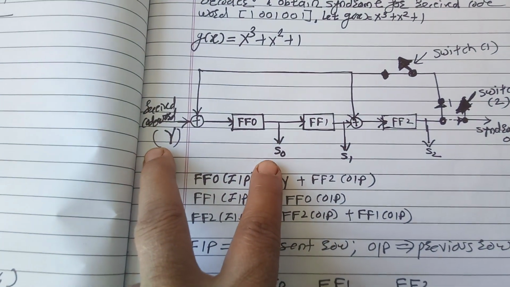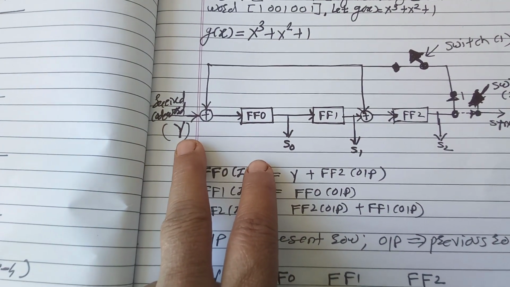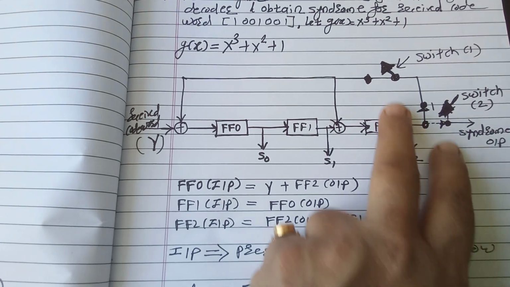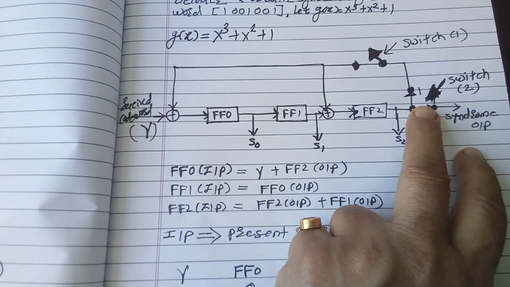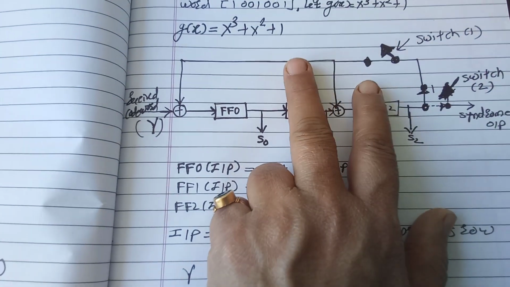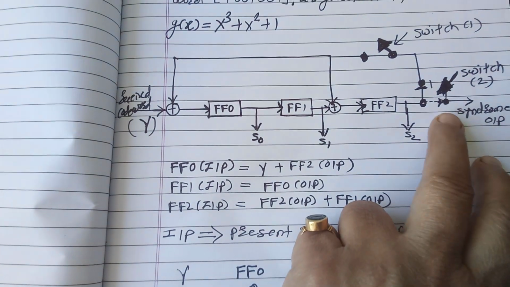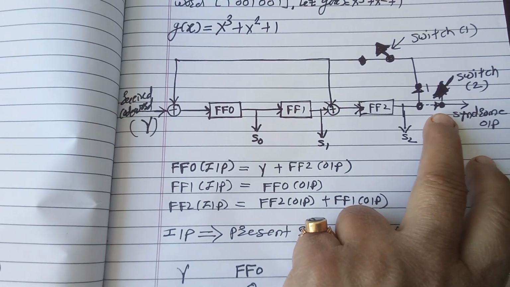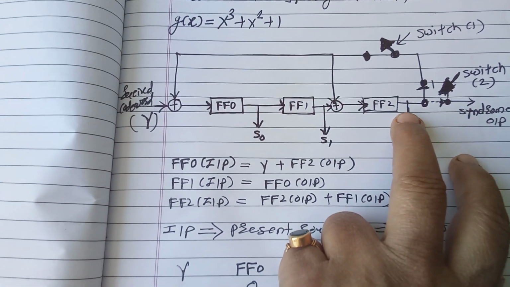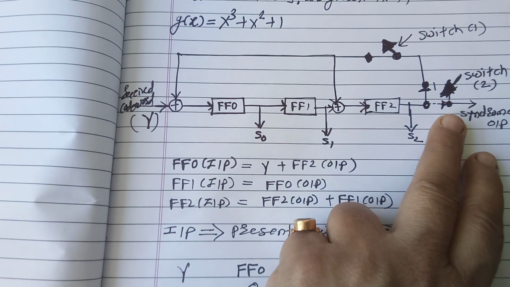Okay, so here the input is from this side, that is the received code word, and there are two switches. This is switch 1 and switch 2. If you don't draw switch 1, it will be okay, there is no problem. Switch 2 will be at position 1 and position 2, so there are two positions for switch 2.